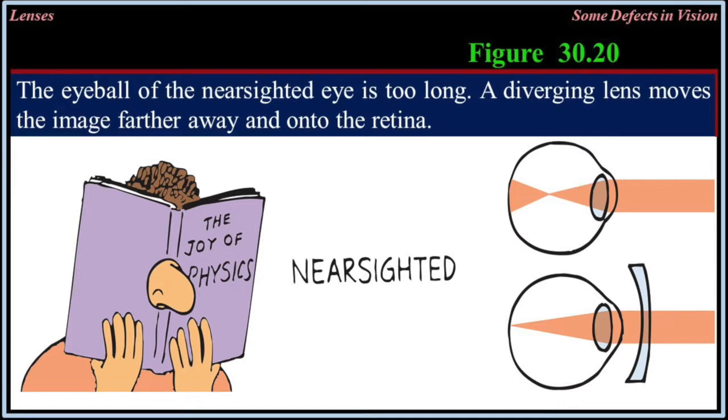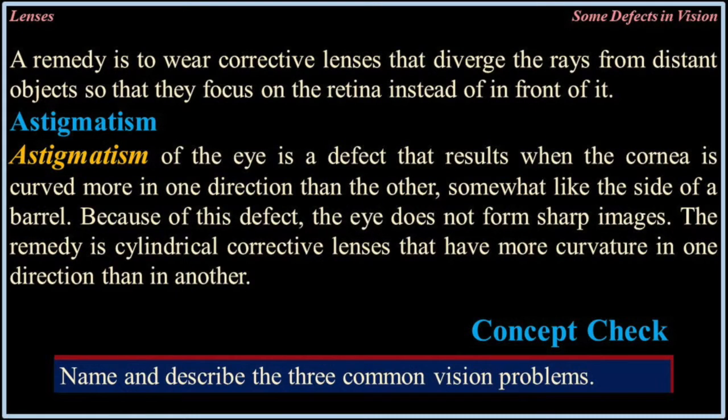A remedy is to wear corrective lenses that diverge the rays from distant objects so that they focus on the retina instead of in front of it.